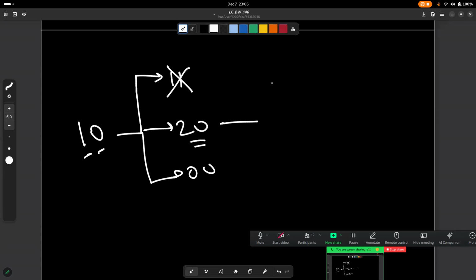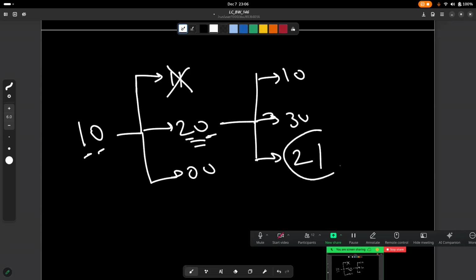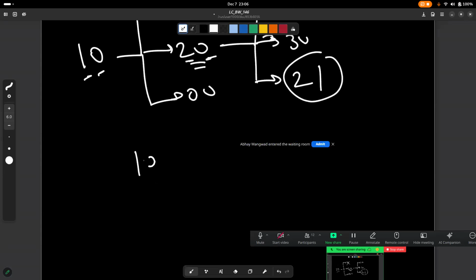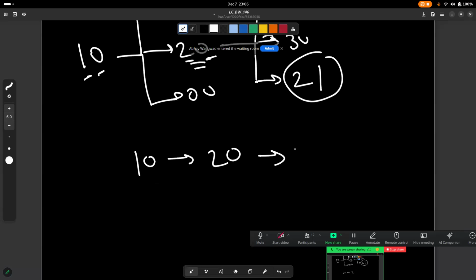For 20, I can decrement this to 10, increment this to 30, or take this 0 and increment it, which is 21. 21 is my final goal, so I can trace this path back. I have 10, 20, and 21. And this is kind of my answer.